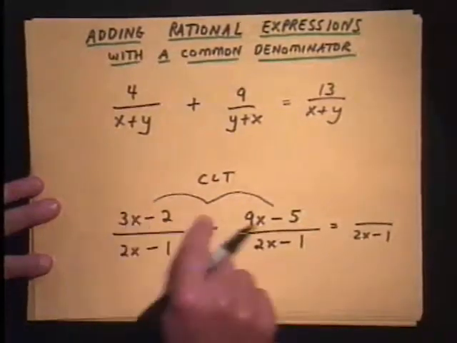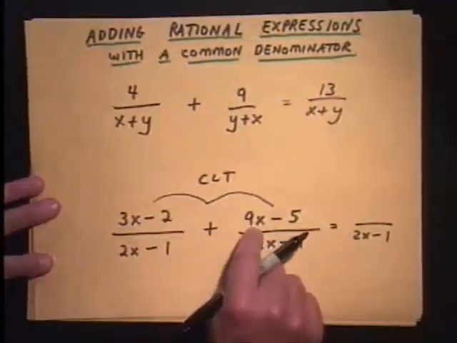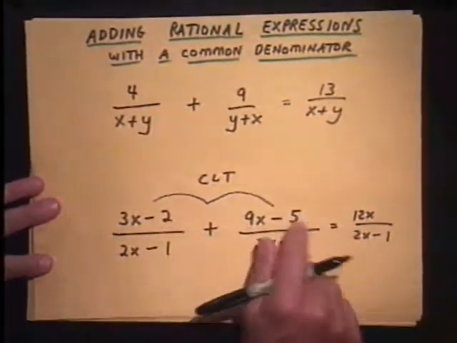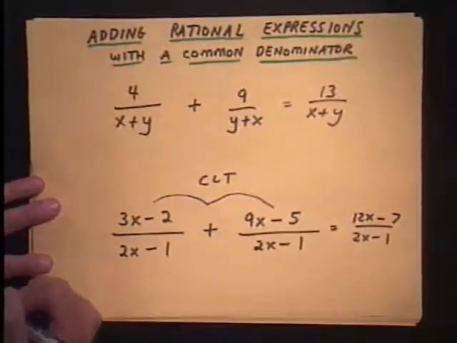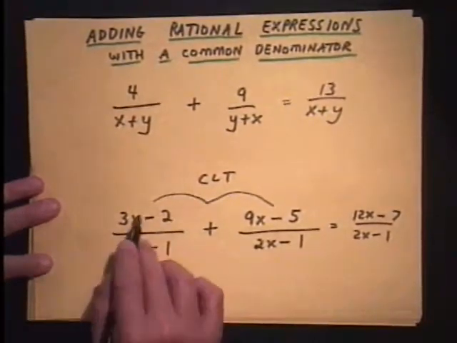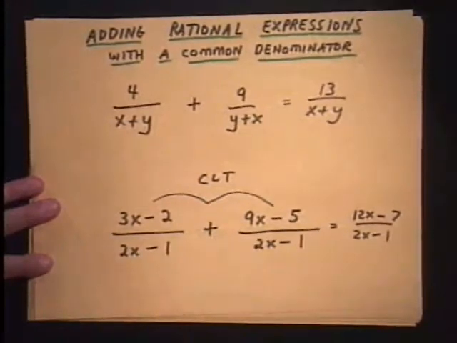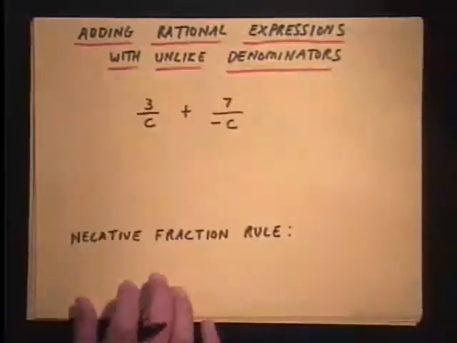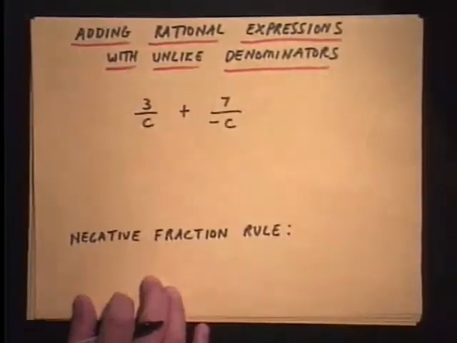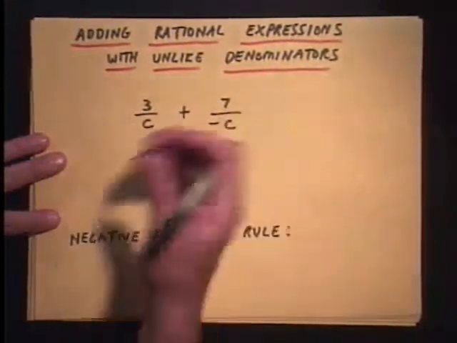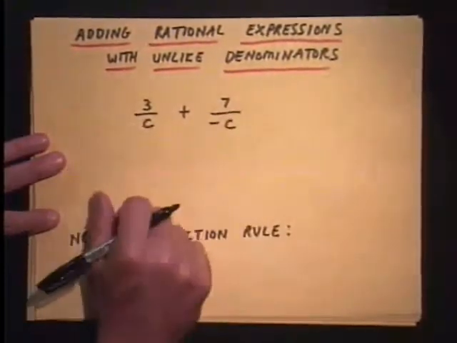All right, so when you add the x's, 3x plus 9x is 12x. Minus 2 minus 5 will give you a minus 7. So your final answer here with these 2 common denominator fractions, we just collected like terms and we've got the answer here. Okay. Now, what if they're unlike denominators? This one's got a positive c, this one's got a negative c. Definitely can't just go adding those together like that.